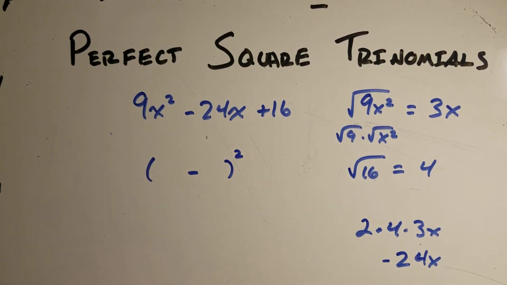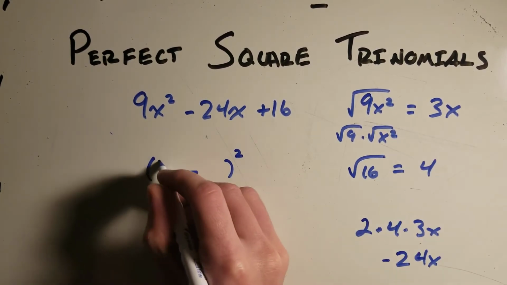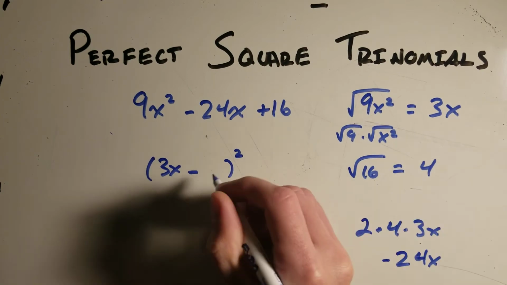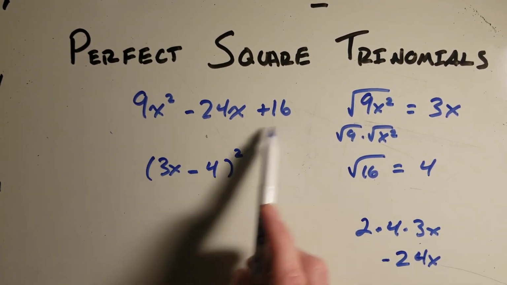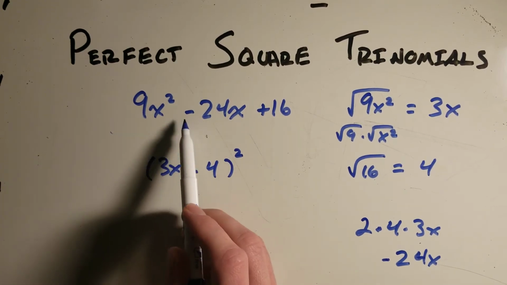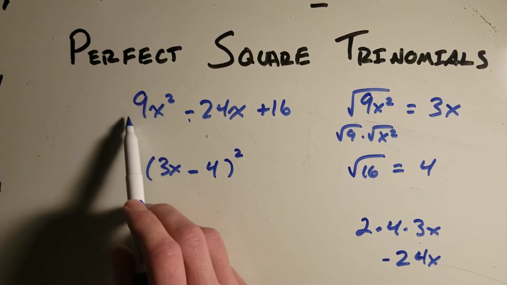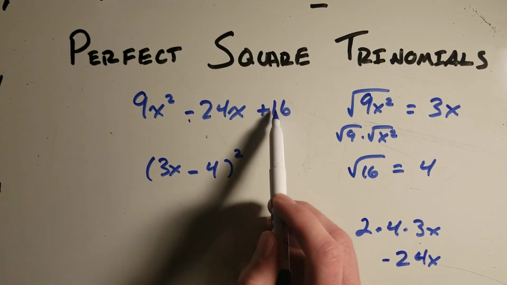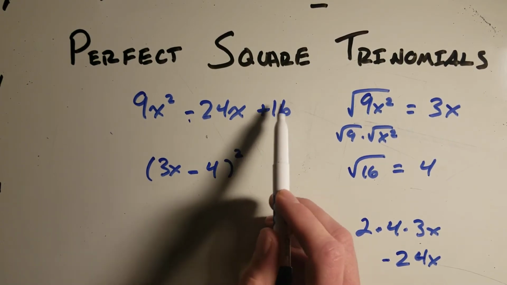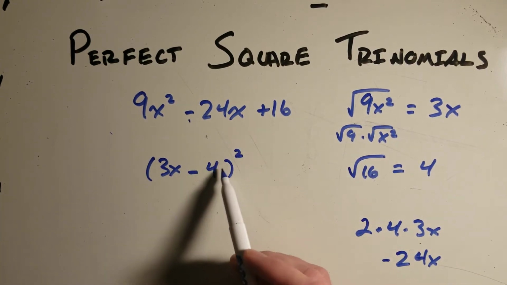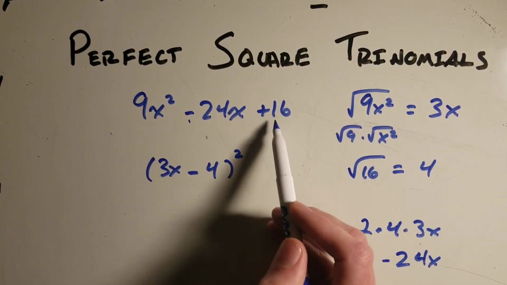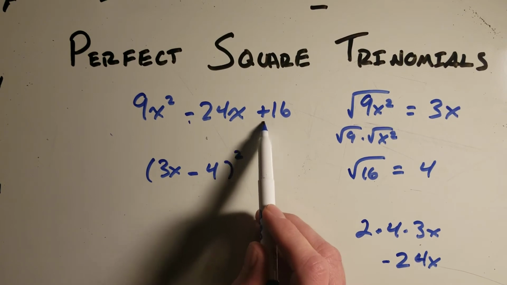It's still going to be a binomial squared. So it's going to be 3x minus 4, that binomial squared. When you have a perfect square trinomial, you can have a plus or a minus for your middle term, but your leading coefficient and your c term are going to be positive, because when you square this, that negative 4 would become a positive 16. So to be a perfect square, you should have a plus sign here.